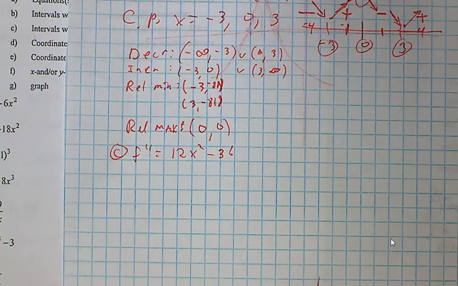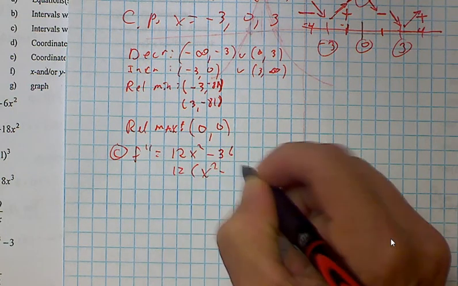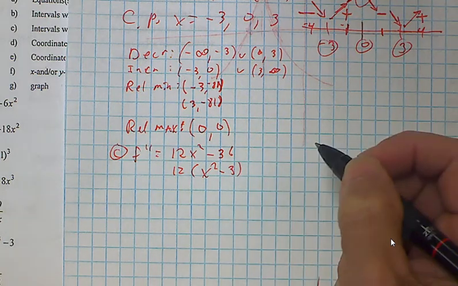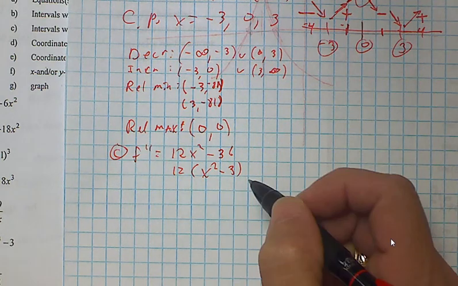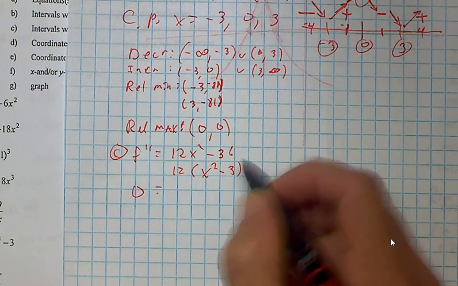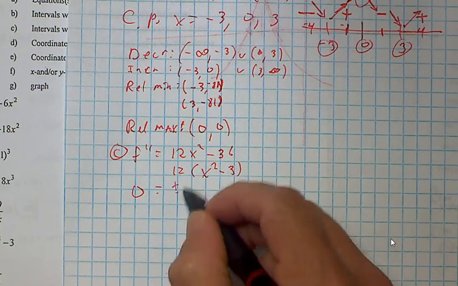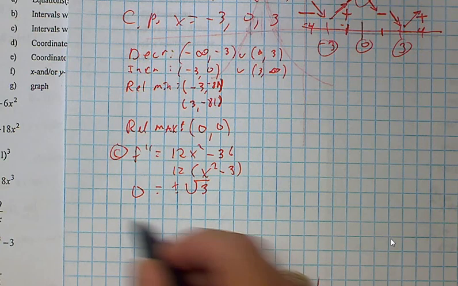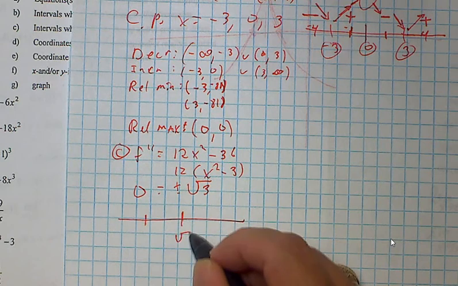Okay, so that's 12 times x squared minus 3. It's a weird number. So my critical points are going to be at plus or minus square root of 3. So square root of 3, negative square root of 3.